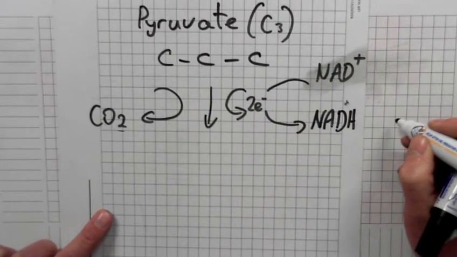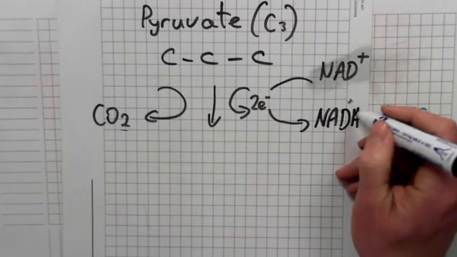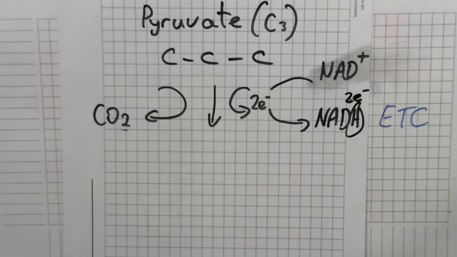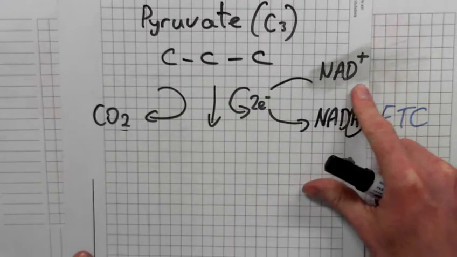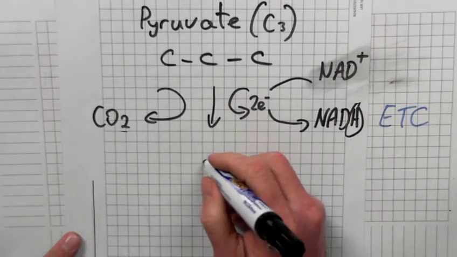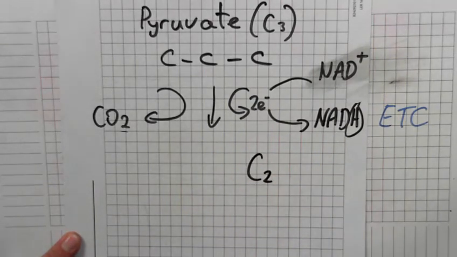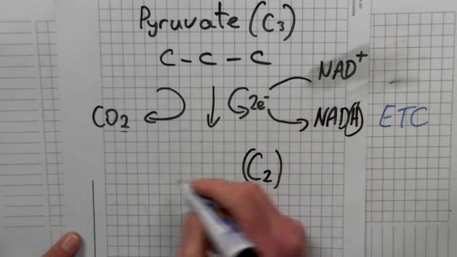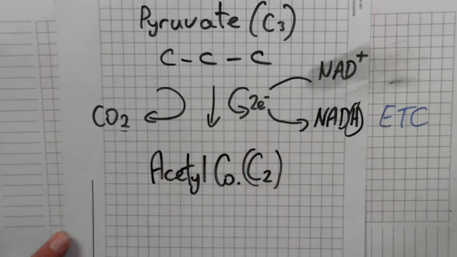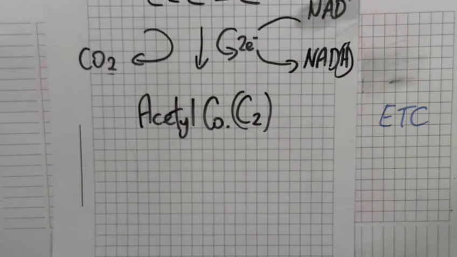So it travels off to the ETC, the electron transport chain, where it'll dump the hydrogen and the 2 electrons and create tons of energy. So this is not where the energy is really being created at the moment. Remember, that's a carrier. So one of the carbons is lost, so we're left with 2 carbons. And this 2 carbon compound is now called acetyl coenzyme A, or acetyl-CoA. Acetyl-CoA enters the Krebs cycle.